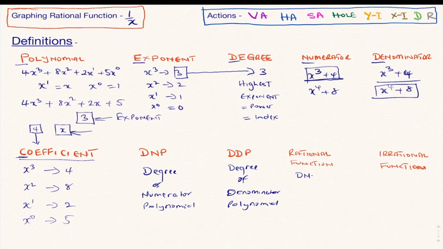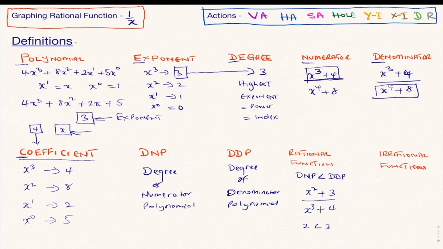A rational function is where the degree of numerator polynomial is less than the degree of denominator polynomial. An example will be x squared plus 3 over x cubed plus 4. The degree of the numerator is 2, which is less than the degree of the denominator, which is 3. So this is a rational function.